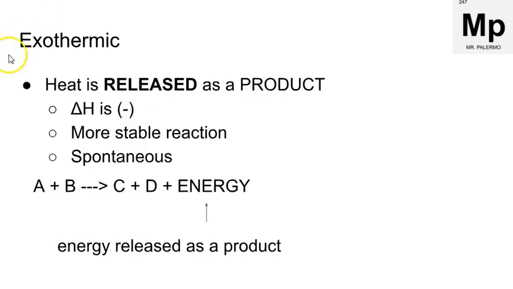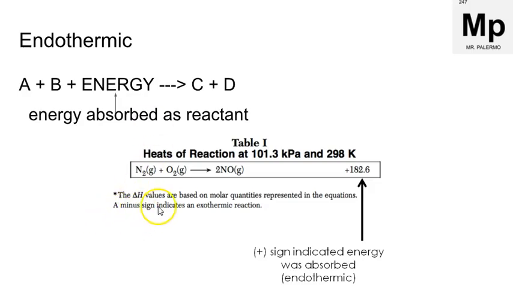Exothermic, exo like exit, and again therm meaning heat, that means heat is released as a product. So the delta H is negative, as we saw here at the bottom of table I.